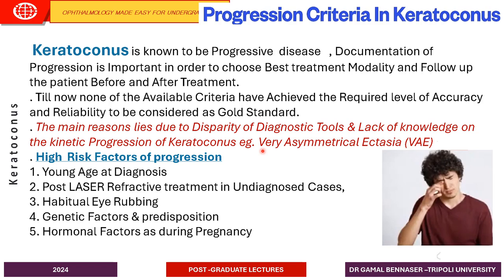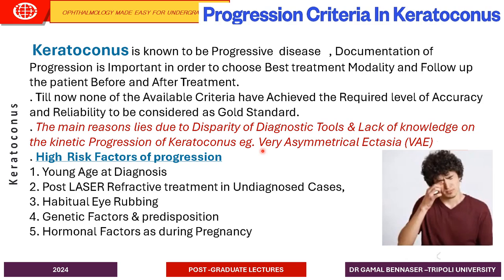And if you find any changes, as we have mentioned before, you have to regard it as a progression of keratoconus. Another thing, people with habitual eye rubbing are at high risk for progression. And also people with genetic factors and genetic predisposition. As we mentioned before, the relation of keratoconus with certain syndromes and certain diseases and the presence of positive family history is another important high-risk factor that you should keep in mind.